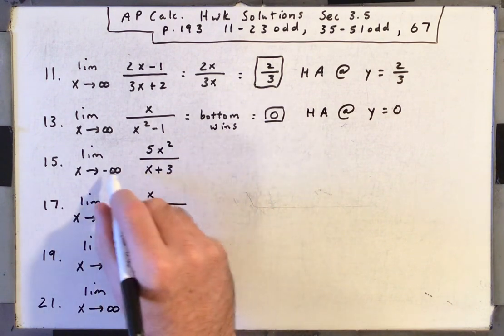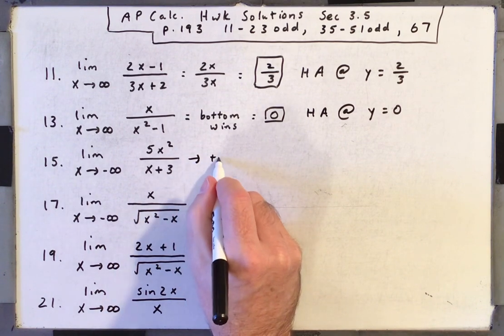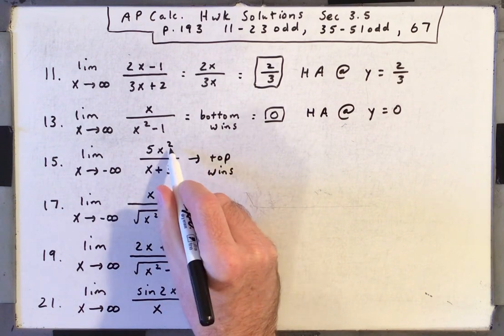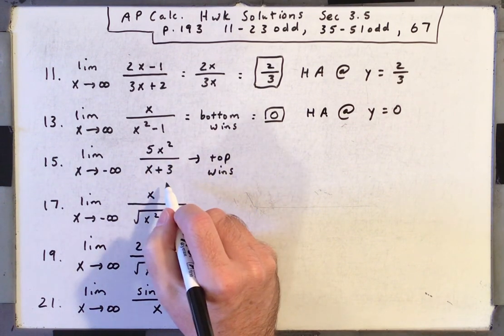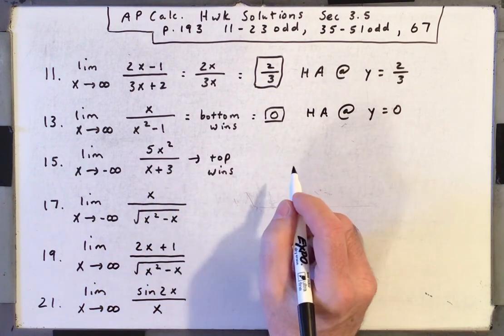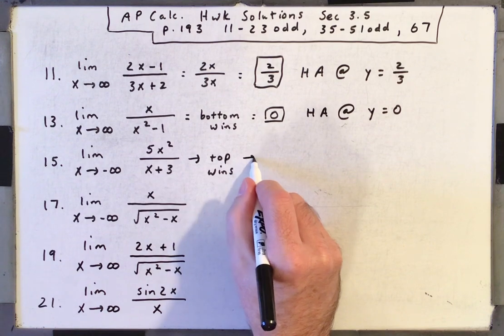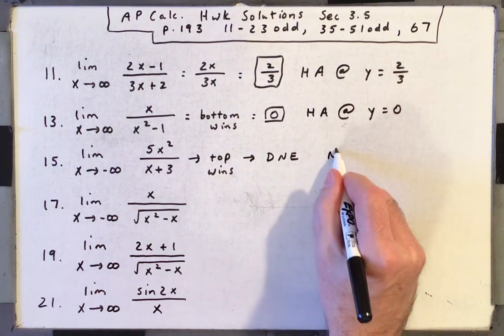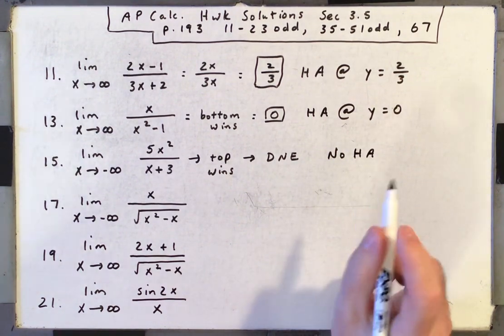All right, for number 15, the top wins. The higher power is on top. Not worried about the 3, just the x's. And so when that happens, the answer does not exist. So the limit does not exist. So we have no horizontal asymptote.